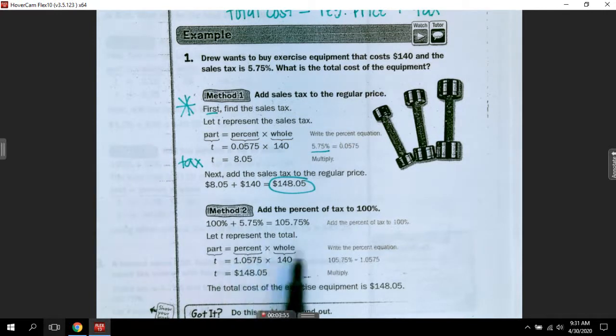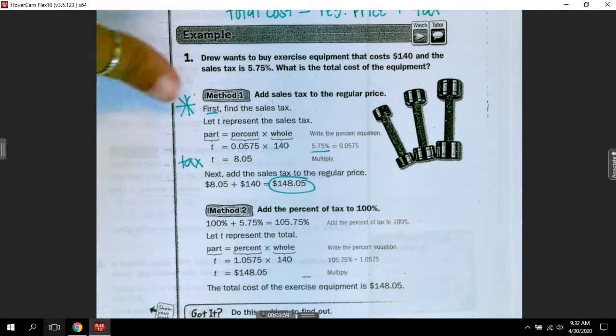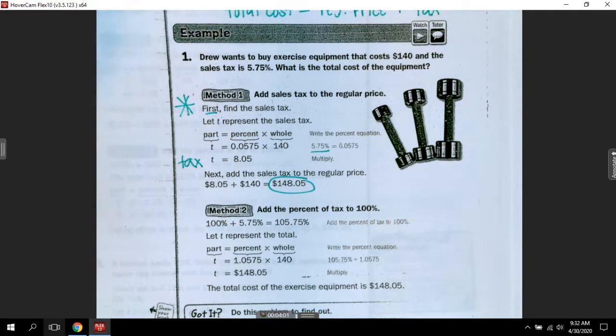Method 2, like I said, you can read through that if you want to, but we're just going to kind of skip it because we're going to use method 1 throughout.